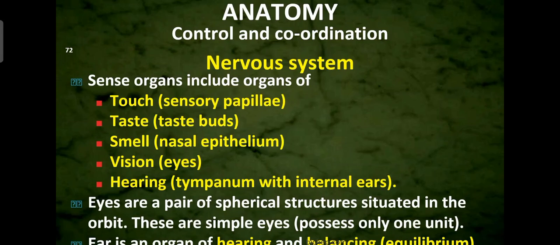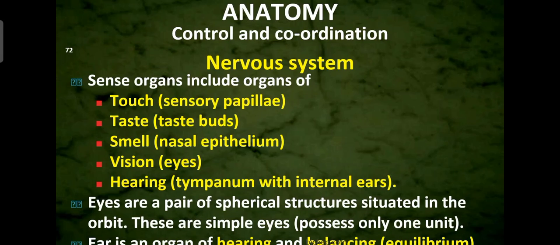Then the ears, that is the tympanum. The ear is an organ of hearing. As usual, you know, ear function is hearing, and one more, that is balancing. The ear helps in hearing as well as balancing the body. That is, body balance is also done by the ear. So this completes the nervous system.